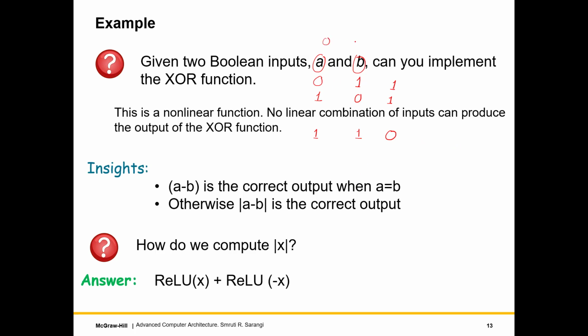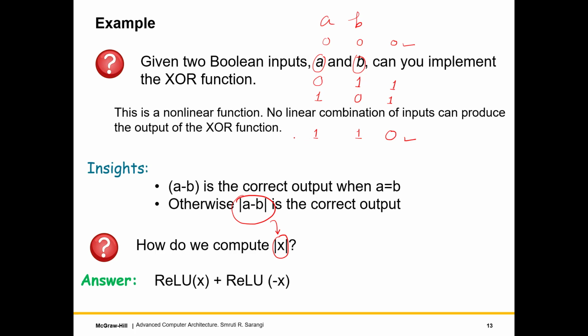Why is that the case? Well, if a is equal to b, of course the correct output is 0, so a minus b is fine. Otherwise, we subtract b from a. In one case it is minus 1, in the other case it is plus 1. But their absolute values, their modulus values, are both 1. So essentially we need to compute this function. And I can further simplify that and ask, how do we compute the absolute value of x, the modulus of x?